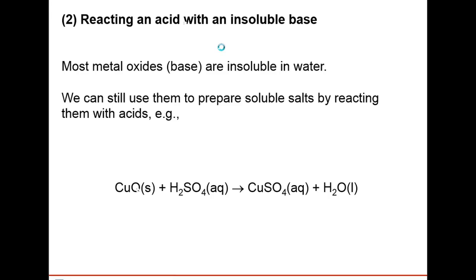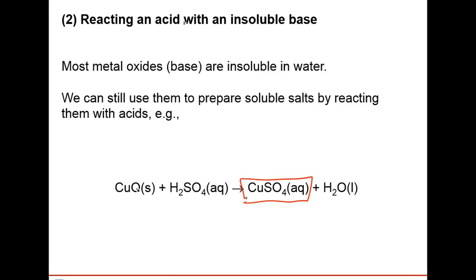Alright, the next method of preparing a soluble salt is to react the acid with an insoluble base. So again, the salt is soluble. So at the end of the day, we must make sure that the reaction mixture only contains the salt with something else. Okay, the salt with something else.